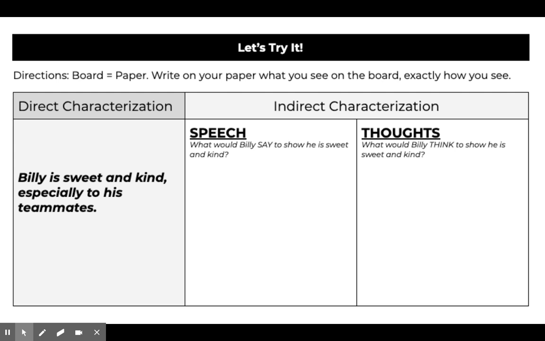So let's say we want to make this an example for indirect characterization. I'm going to do the first two letters of STEAL. So speech. What would Billy say to show he is sweet and kind? So I'm thinking, what is something that someone who is sweet and kind would say? And this is an example for indirect for speech.